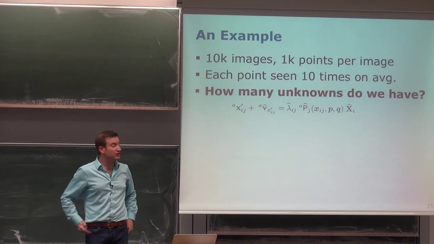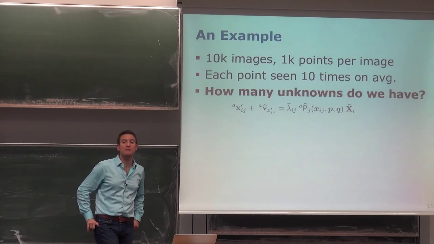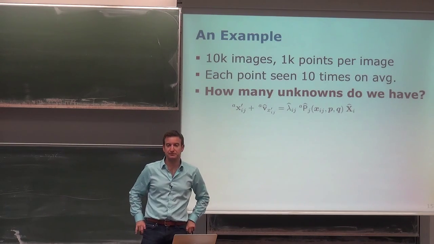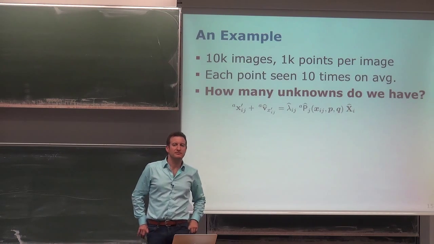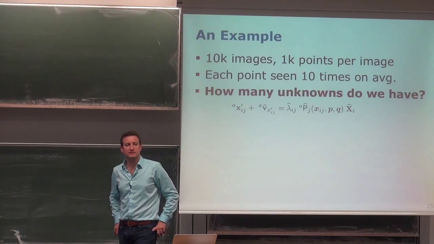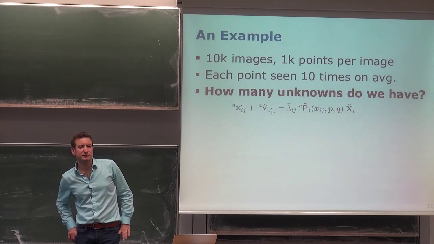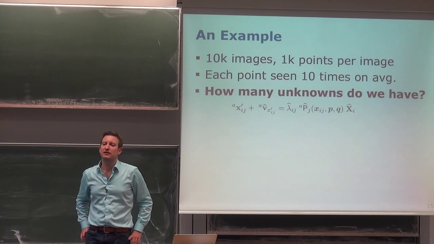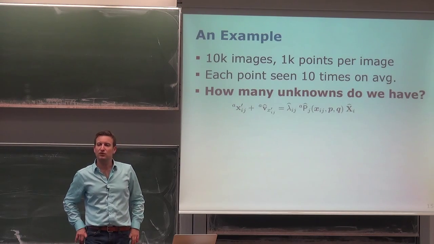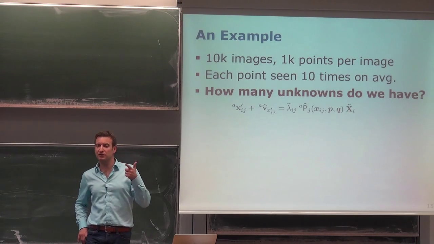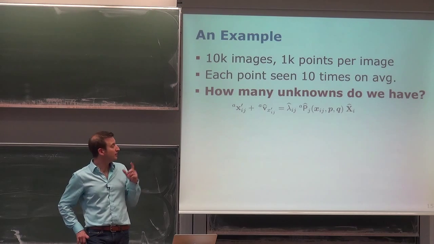And how many observations do I have? So what is the number of observations in this setting? Yeah? 1,000 points times 2 coordinates. Yes. 2,000.